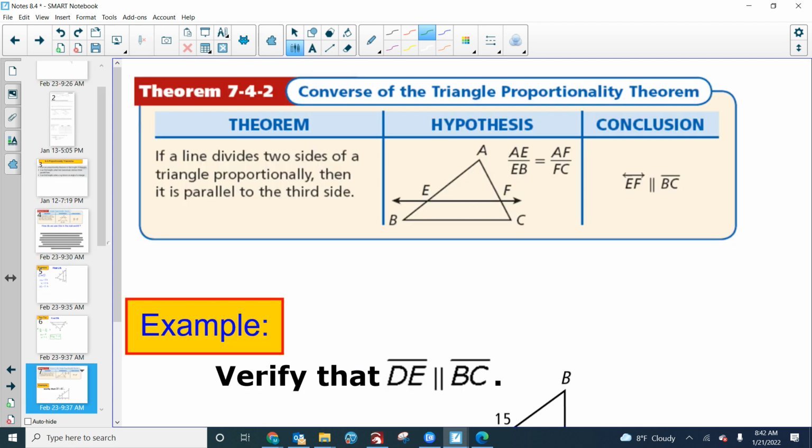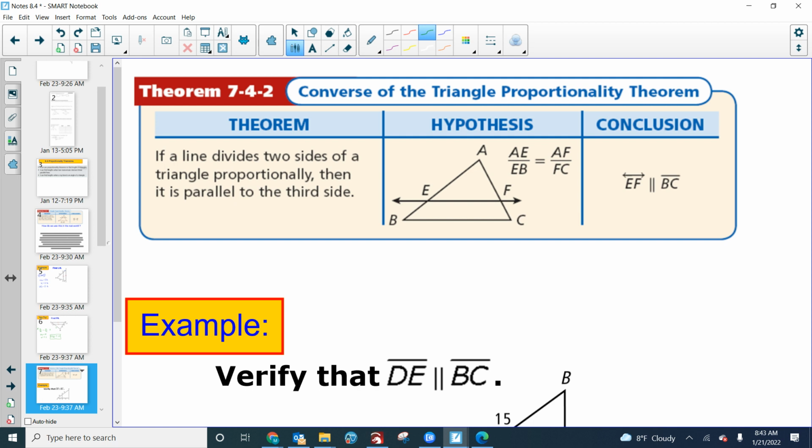All right, next is the converse. What do you think the converse is going to say? Opposite, the reverse. The hypothesis and the conclusion have switched, meaning if you end up seeing that these ratios are equal, those segments must have been parallel, right? It's the converse of the triangle proportionality theorem. It's a lot of words for something that's pretty simple. If AE over EB ends up being the same ratio as AF over FC, lines must have been parallel.